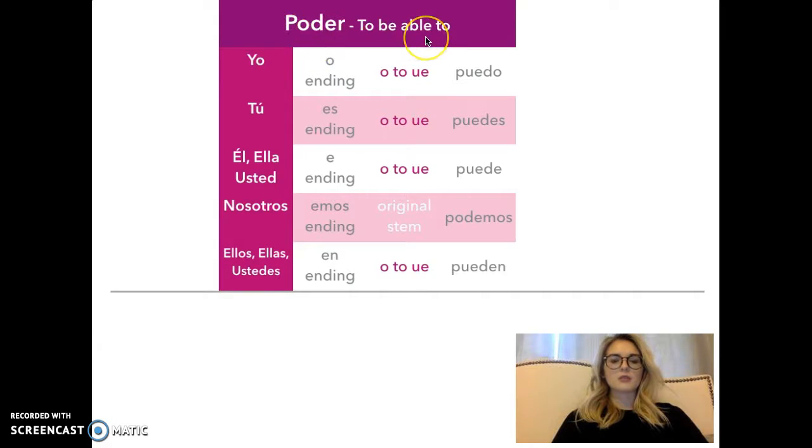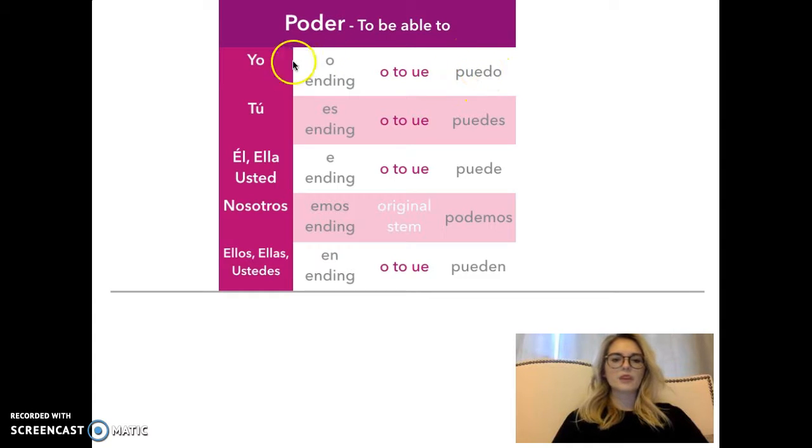So poder, to be able to, that's the verb that we're working with. So if we come down to the first person, yo, we can see that it does have a regular ending, the O ending that we're used to with all present tense verbs. So that would suggest that the word poder would remove this ER and in place put the O. So that would leave us with podo. But if we follow across to this next column, we can learn that it is a stem changing verb, and the O here needs to change to UE. That would then leave us with the word puedo, for I can, I am able to.